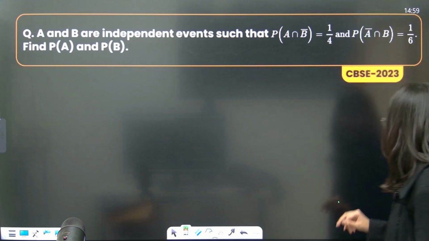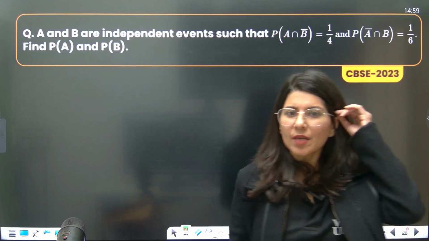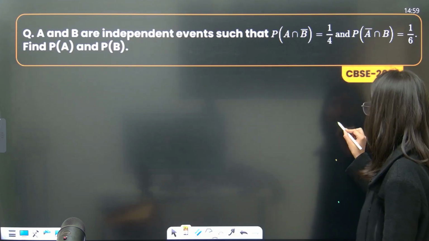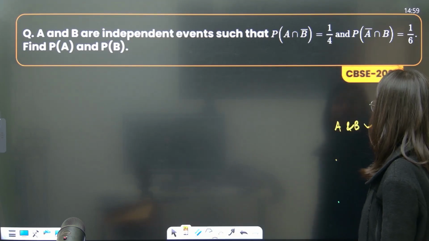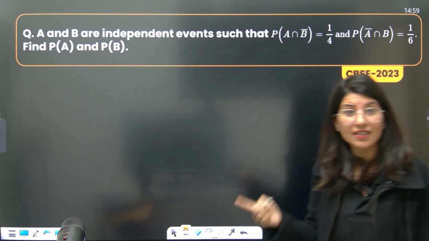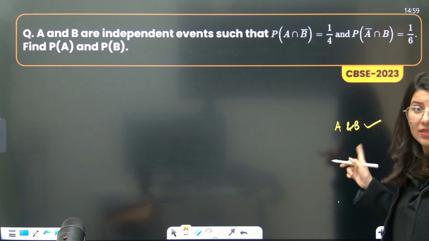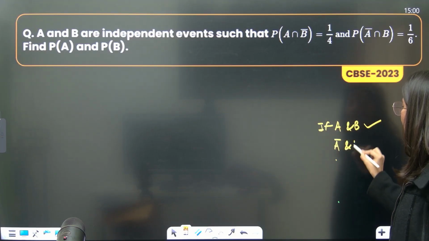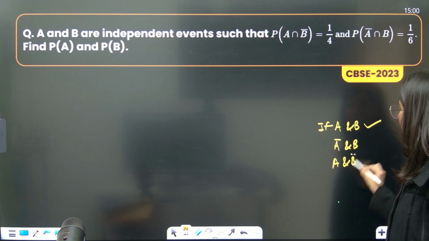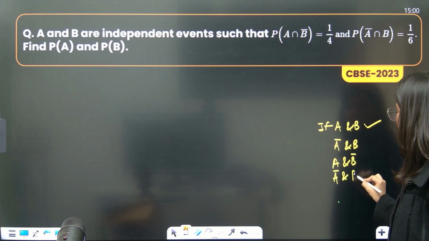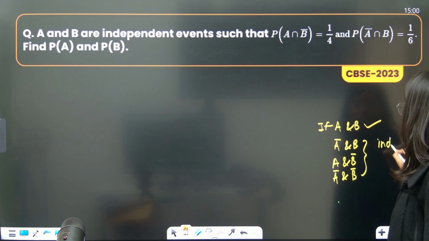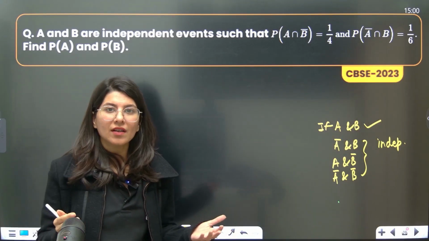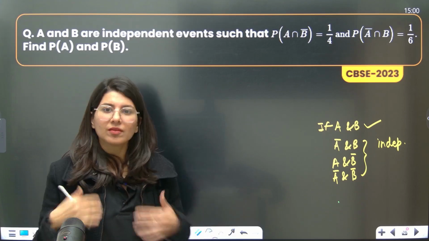All right. CBSE 2023 problem, a similar type of problem. A and B again are independent events. By the way, one very important piece of information I would like to give you. If A and B are independent, you can get a question that asks you to prove this. If A and B are independent, then A bar and B, A and B bar, A bar and B bar, all will be independent only. You can use this and write that if A and B are independent, then A B bar, A bar B, A bar B bar are independent only.